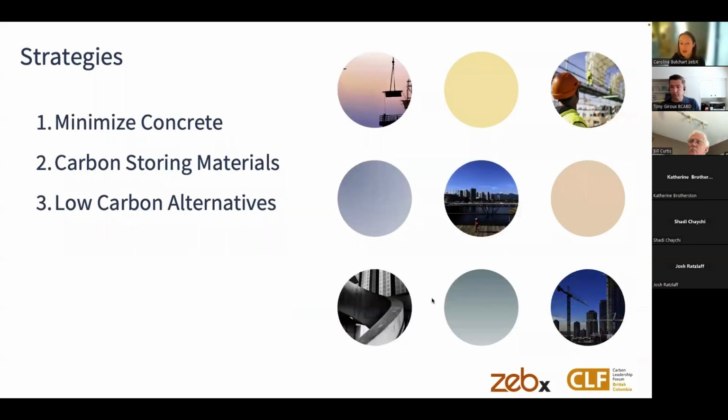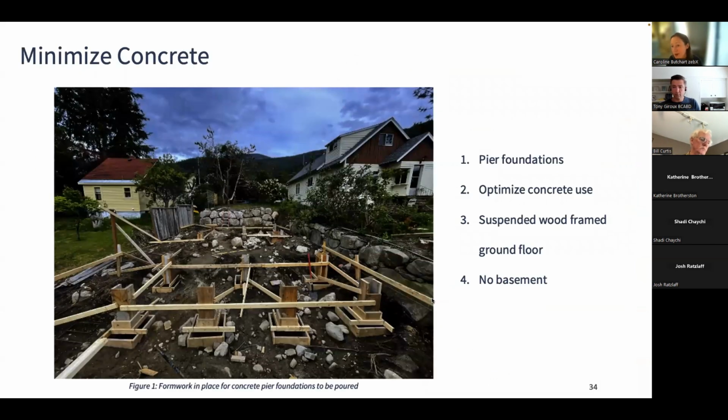So they had 3 key strategies: minimize concrete, use carbon storing materials, and then swap out for low carbon alternatives. Minimizing concrete, I kind of suggested a couple of these already. They swapped out their traditional foundations for pier foundations. They completely eliminated the basement. Pier foundations use significantly less concrete than traditional foundations. They also eliminated the ground floor slab and swapped this out for a suspended wood-framed ground floor.